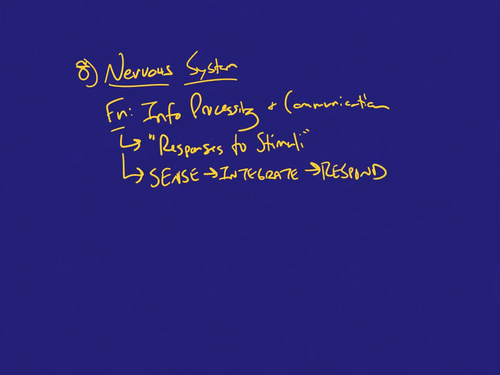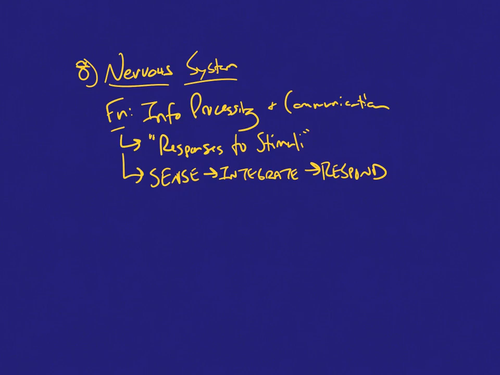Right, so let's say I throw something at one of you guys, right? What's going to happen is you're going to sense that, right? Hopefully with vision, you're going to see that ball coming at you. You're going to integrate that. So your brain's going to say, wow, there is an object flying at my face. And you're going to respond.